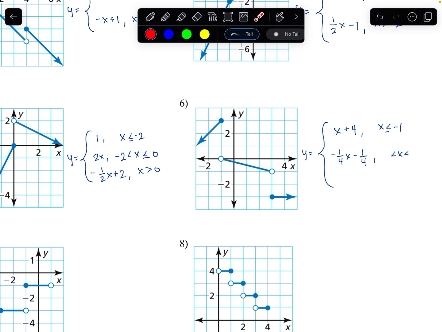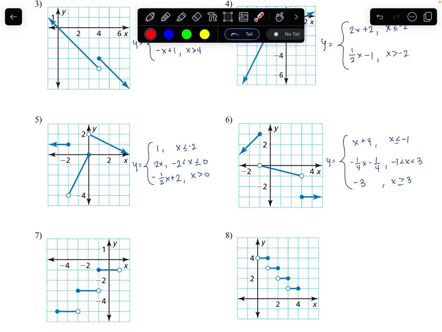We're going to write this between -1 and 1, 2, 3, and 3. So between -1 and 3. And then our last piece right here is constant at -3. So it's -3, and that's when x is greater than or equal to +3. Okay.